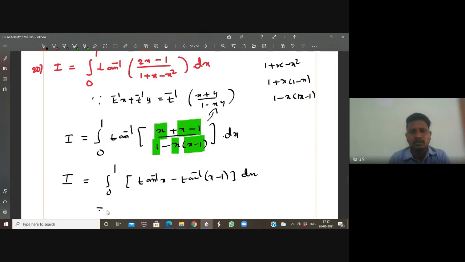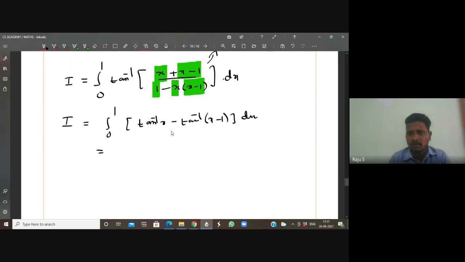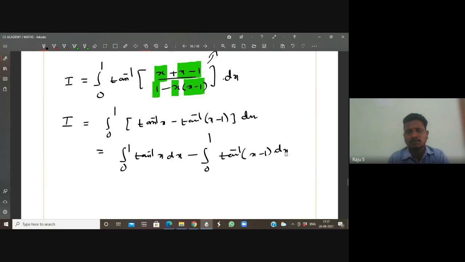So since we know that, okay, now onwards, it's not a problem. So integral of 0 to 1 tan inverse x dx minus integral 0 to 1 tan inverse of (x minus 1) dx. Got it? So what about the tan inverse x? For tan inverse x and all, you can do the UV rule, or else you can use the substitution method.